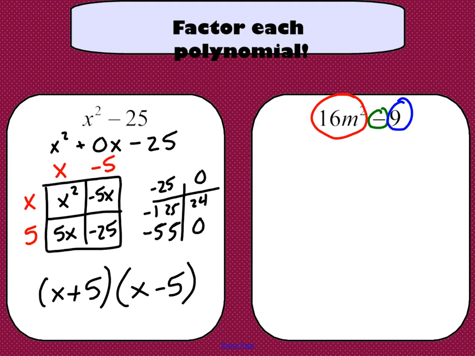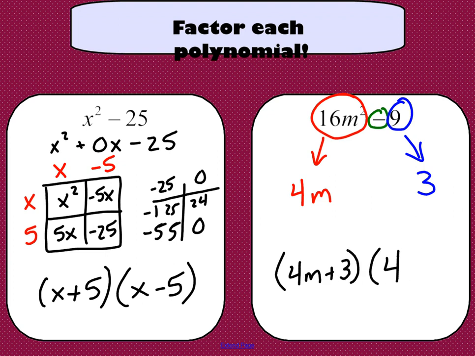All we have to do is take the square root of our first term, which the square root of 16 is 4, and the square root of m squared is m. And we take the square root of our last term, which the square root of 9 is 3. And then we just do a plus version and a minus version. So we rewrite it as 4m plus 3 and 4m minus 3. So once again, two ways to do it. You choose which way you like, and it is your choice from there.